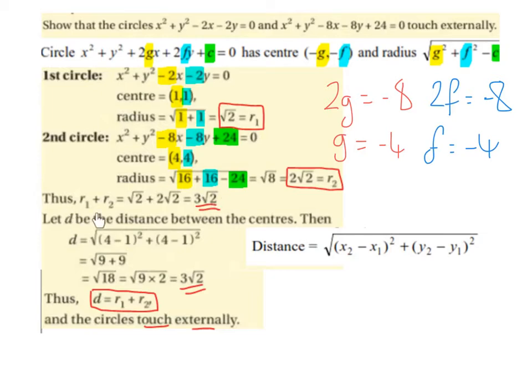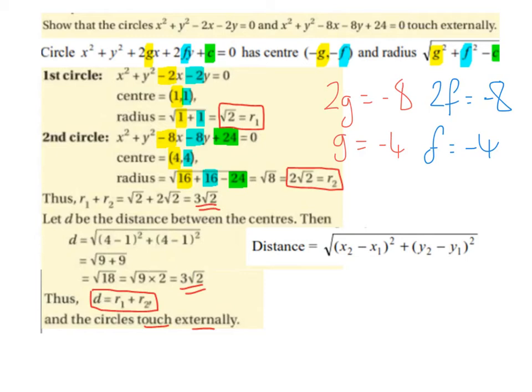Next we're going to let d be the distance between the centres. Remember our centre points are 1, 1 and 4, 4. We're going to use the distance formula, which is the square root of x2 minus x1 squared plus y2 minus y1 squared. We're going to label our centre points as x1, y1, x2, y2, and we substitute into the formula, getting the square root of 4 minus 1 squared plus 4 minus 1 squared, which gives us root 18, which can be rewritten as root 9 times 2, which can be rewritten as 3 root 2.